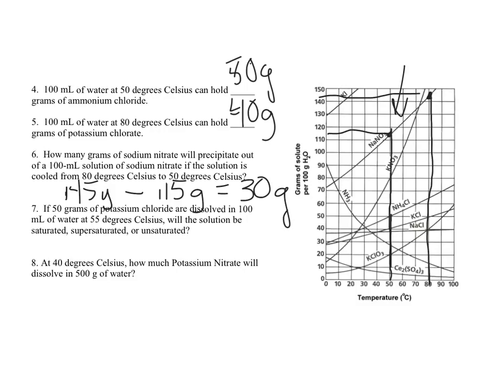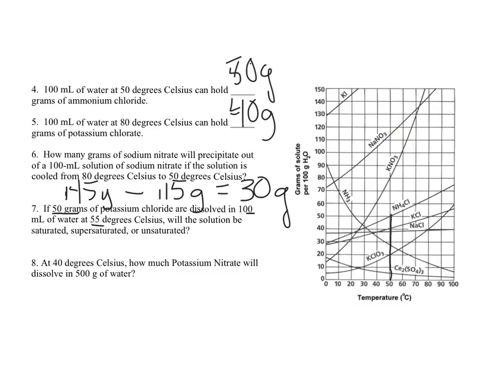Next up is number 7. If 50 grams of potassium chloride are dissolved in 100 milliliters of water at 55 degrees Celsius, will the solution be saturated, supersaturated, or unsaturated? So at this point, we need to plot a point. We need to figure out a point on this graph based on this particular solution. I know that I have 50 grams dissolved in 100 grams of water at 55 degrees Celsius.